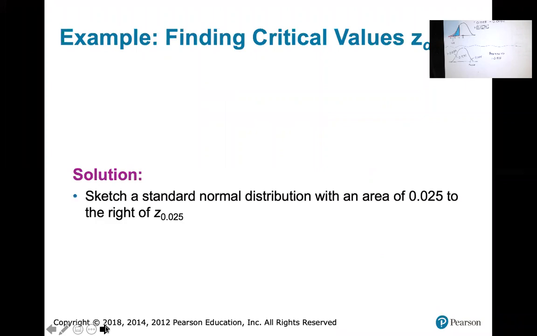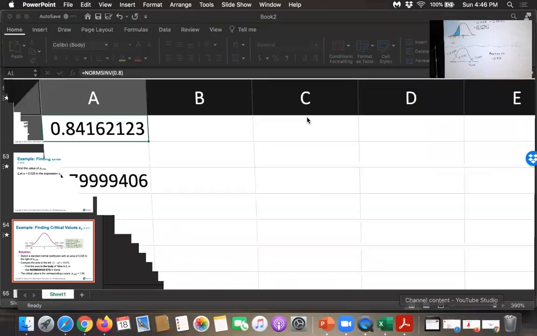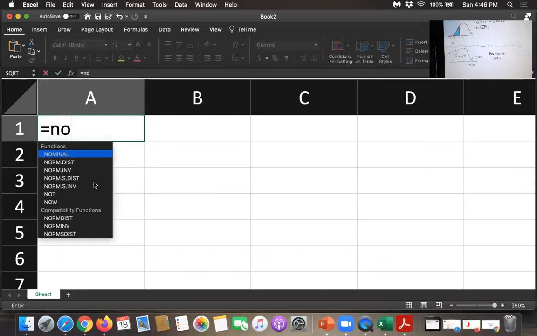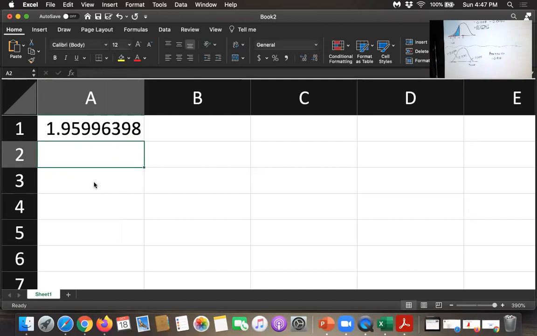All right, so that's one way of doing it. Or we could just use this inverse function for 0.975. Now be careful whenever you're using this inverse function. Sometimes students will accidentally type in alpha. You don't want to type in alpha. You need to type in 1 minus alpha because this is looking for the area to the left, and alpha is always the area to the right whenever you're looking at a critical value. So find the area to the left, 0.975 in this case, and type equals NORM.S.INV, that's the standard normal distribution inverse function. And you get that.